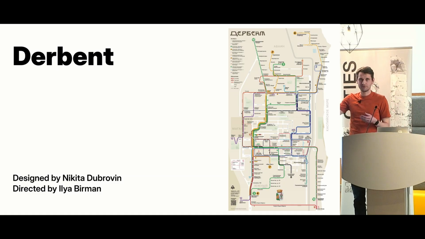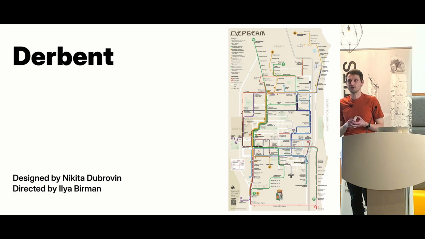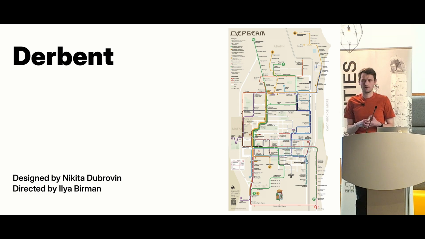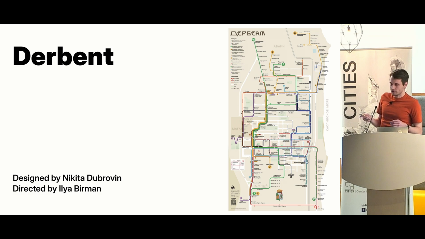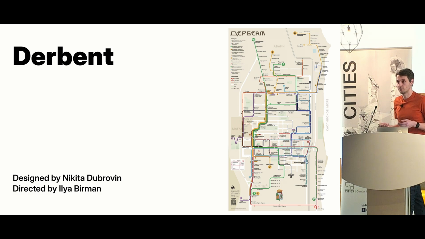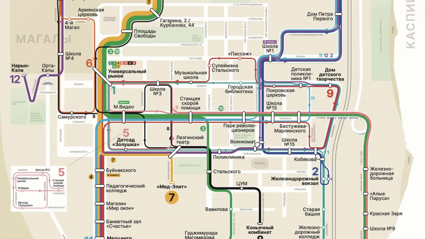Now let's move to Derbent, which is another city in Russia in a region called Dagestan. It's a much smaller city, and they also have a transit reform, which is also smaller, but still. They asked us to design a bus map, and it reflects the first step of their reform. So this is what it looks like.